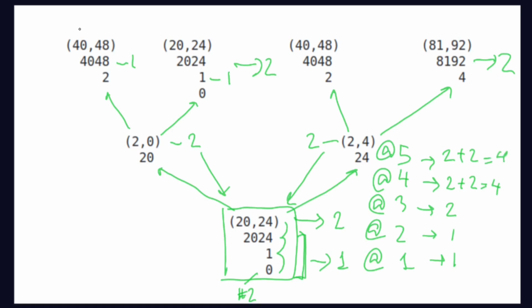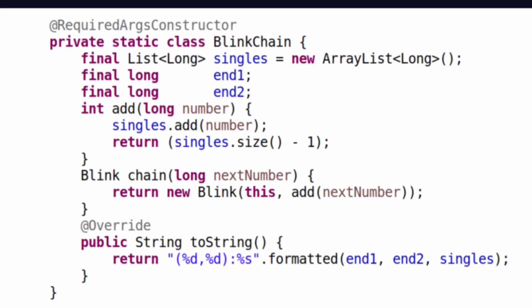Then at step 6, we split this into 2. So this side is 2, this also splits, and this also splits. So at step 6, we get 2 plus 2 on one side and 2 plus 2 on the other side, which is 8. This way, we can reuse the chains that we already have. With this method, I'm able to implement an algorithm that runs within milliseconds. Let's take a look at the code. So here's the code of the blink chain. The blink chain is composed of 2 ends and a list of singles.